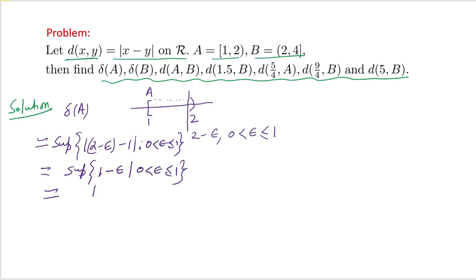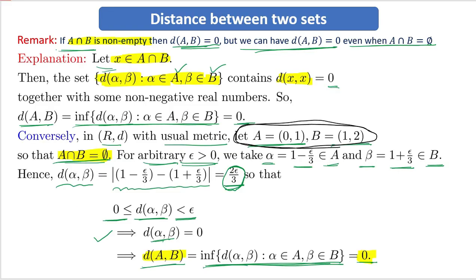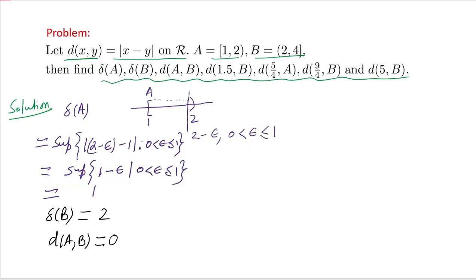Now we have to calculate delta B. So what is delta B? If you calculate like this, delta B is going to be equal to 2. Now DAB. For DAB, we refer to an example which we have already discussed. This is the example which we have seen, and we have found that DAB is equal to 0. Exactly in the same fashion, if you do the calculation, then here again you will get that DAB is equal to 0.